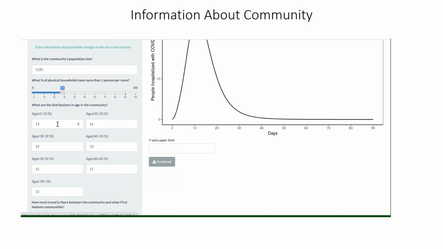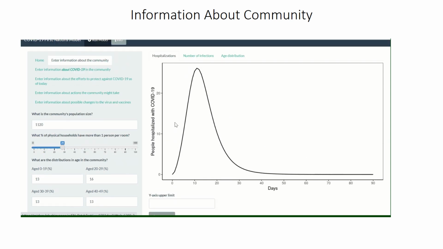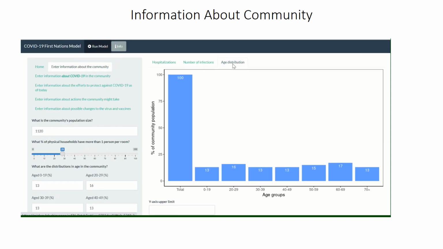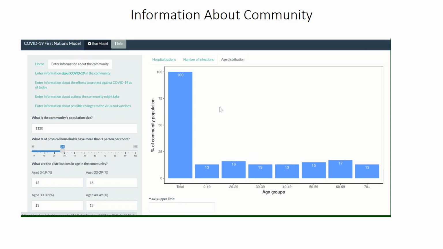Here, you can also adjust age distribution. This is already set to the averages for all First Nations in Ontario, and you may adjust if, for example, you know there are more elders in your community, or if you know there are more youth. Make sure the numbers add up to 100%. You can see here we have an age distribution chart, and just ensure that if you do make any changes to age distribution, the total still equals 100%.